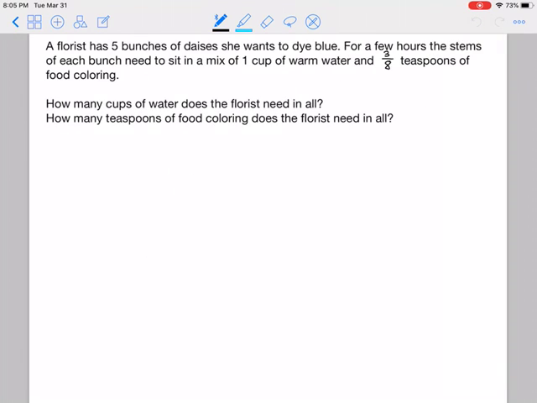So it says a florist has 5 bunches of daisies. She wants to dye blue. So we learned she has 5 bunches of daisies. She wants to dye blue. For a few hours, the stems of each bunch need to sit in a mix of 1 cup of warm water and 3/8 teaspoons of food coloring. And they want us to answer 1, how many cups of water does the florist have in all? And then 2, how many teaspoons of food coloring does the florist have in all?